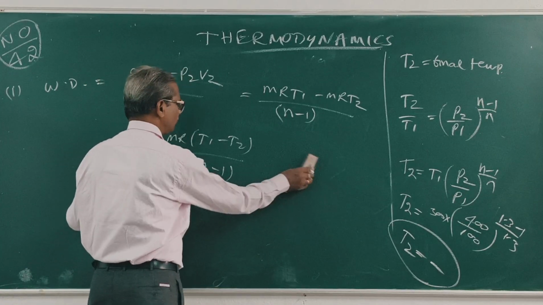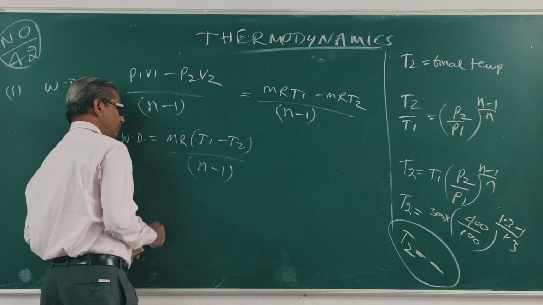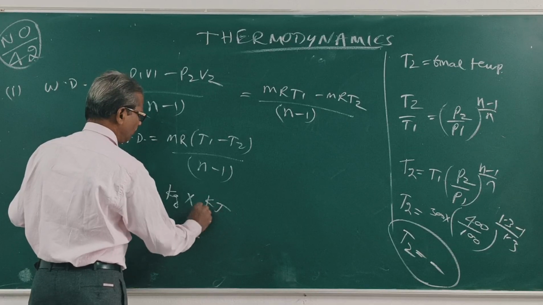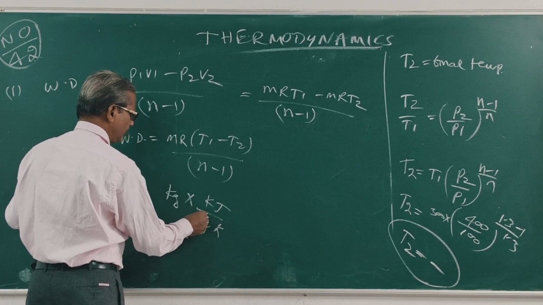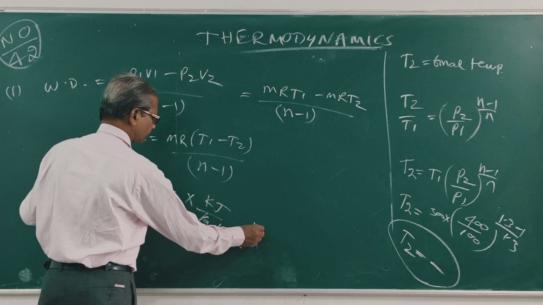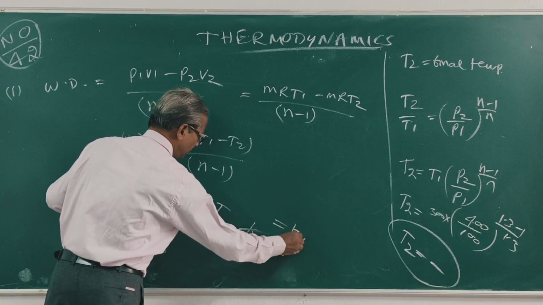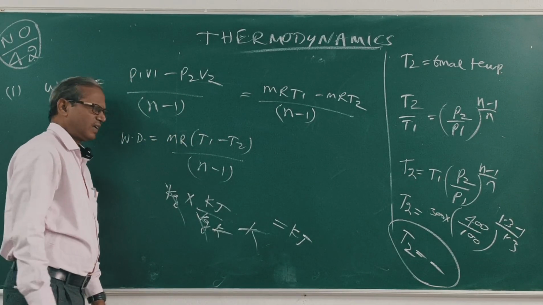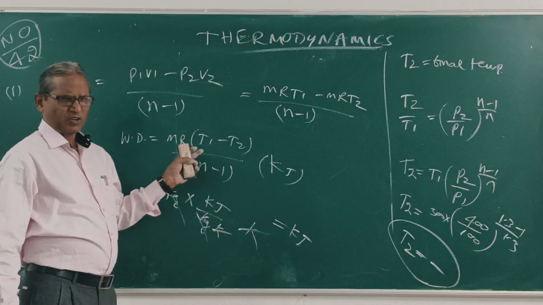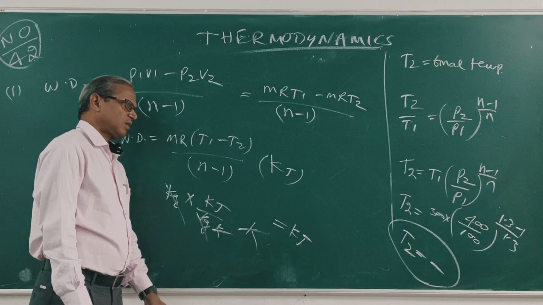Why is this kilojoule? Because m is in kg, R is in kilojoule per kg Kelvin, T1 minus T2 is in Kelvin, and n minus 1 is unitless. Kg and Kelvin cancel out, so the answer is in kilojoule. Right? So find the answer. This answer will be negative because this is compression work.